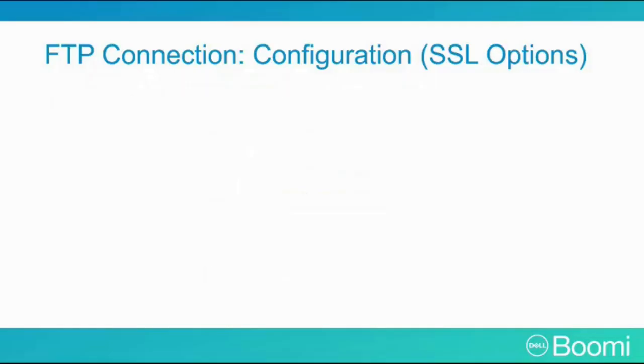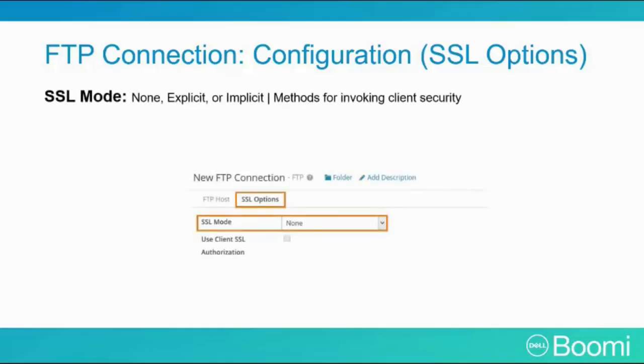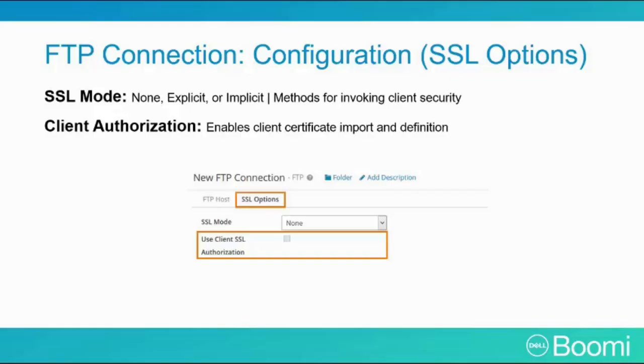Next, let's look at some options in the SSL Options subtab. Now, once selected, the new options appear in the connector window. The first is SSL mode. It can be none, explicit, or implicit. These are the methods for invoking the different types of client security. It enables the ability to support FTPS, otherwise known as FTP-SSL. Use client security. If this is checked, it enables the client certificate import and definition if the FTP administrator requires it.